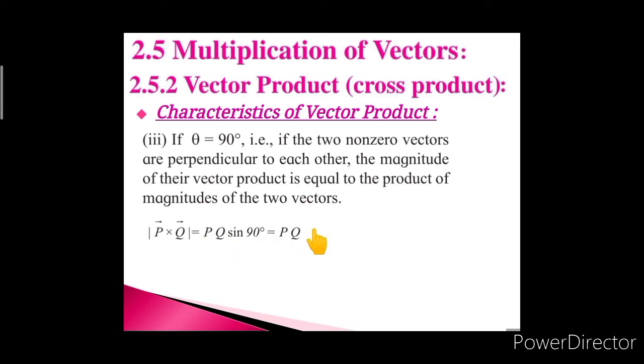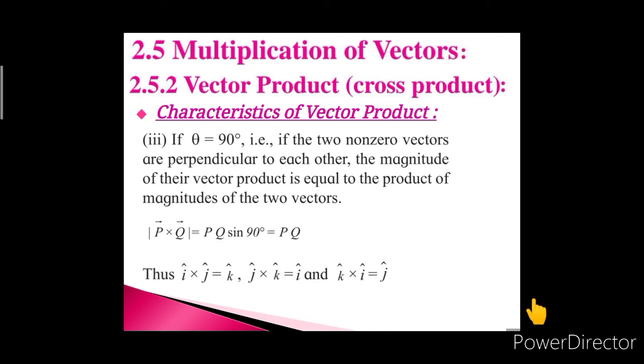So when the two non-zero vectors are making an angle of 90 degrees, or we can say they are perpendicular to each other, then the magnitude of their vector product is equal to the product of the magnitudes of the two vectors. That means we simply take the magnitude of vector P and the magnitude of vector Q and multiply them. So when angle theta is 90 degrees, the magnitude of the vector product is equal to the product of the magnitudes of the two vectors.